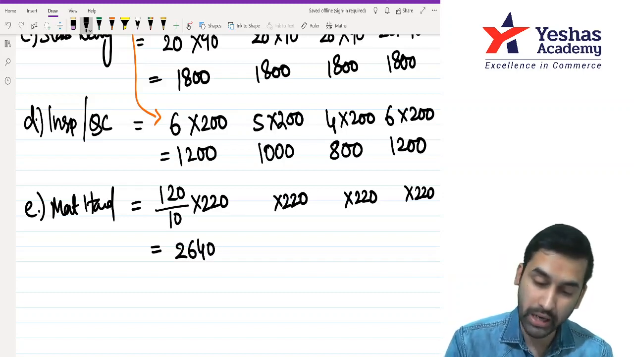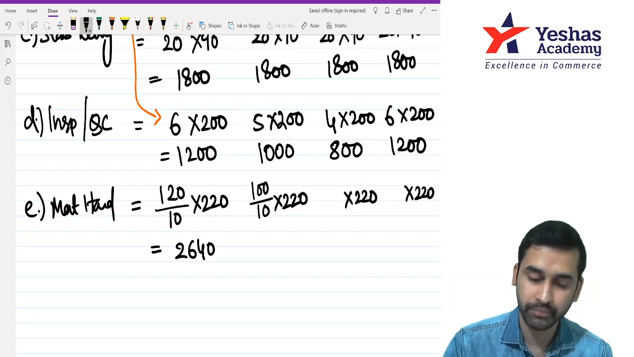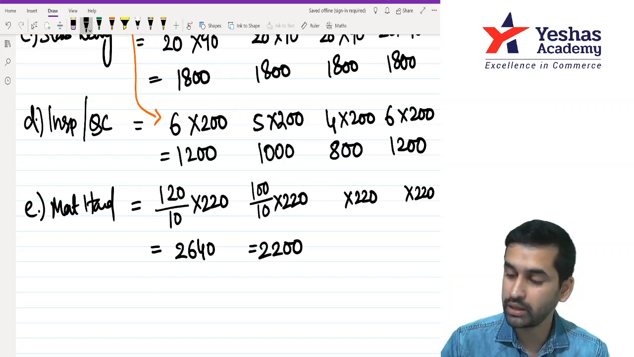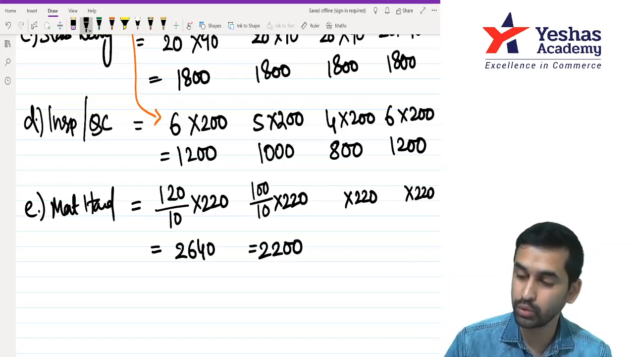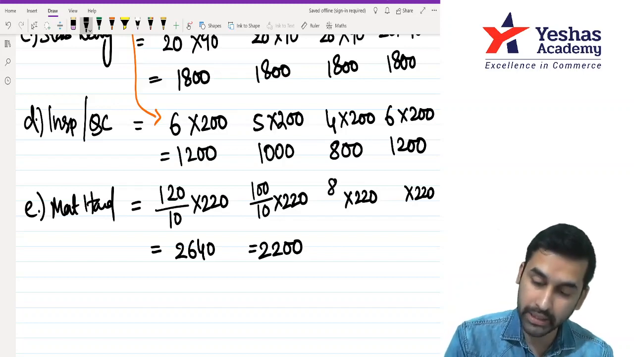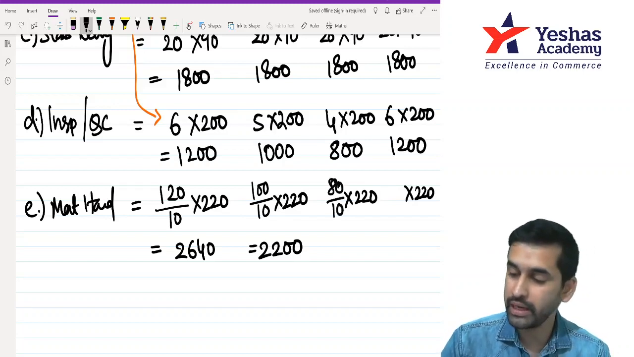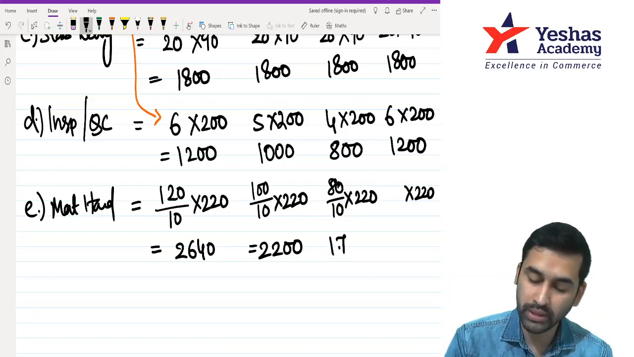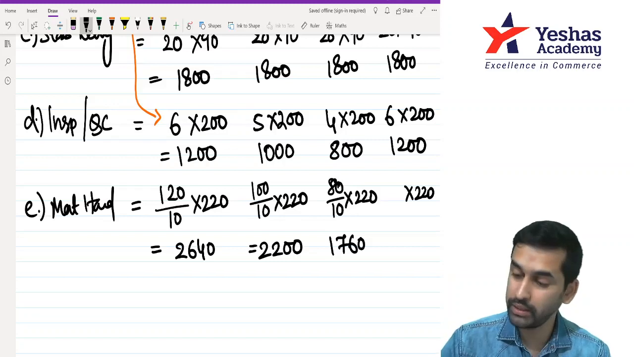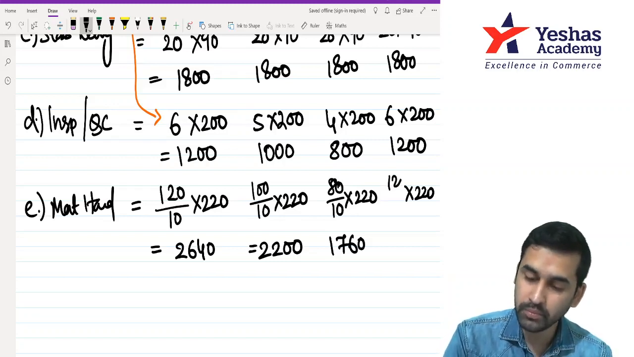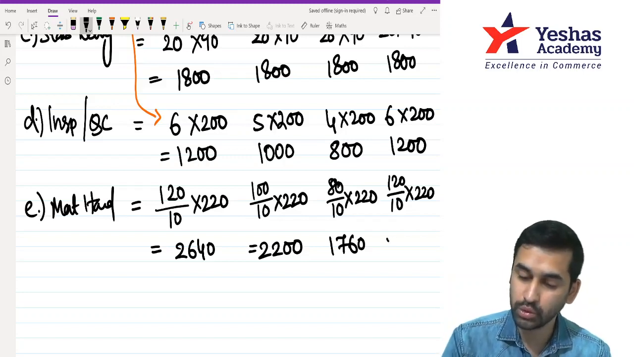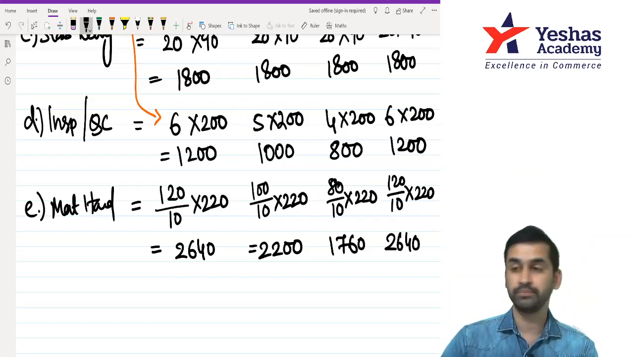Here what to do? 100 by 10. That will be 2200. 100 by 10 is what? 10 batches into 220, 2200. This is 80 by 10. That is 8 into 220, 1760. Last one, 120 by 10, that is 12 into 220, 2640. Right. Done.